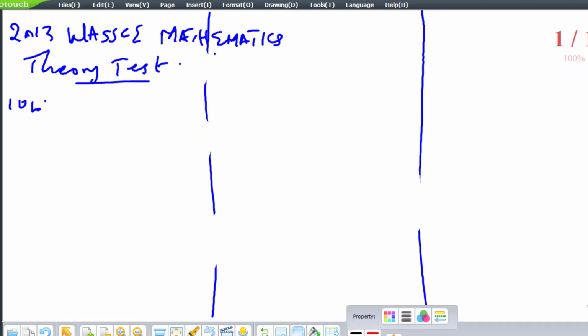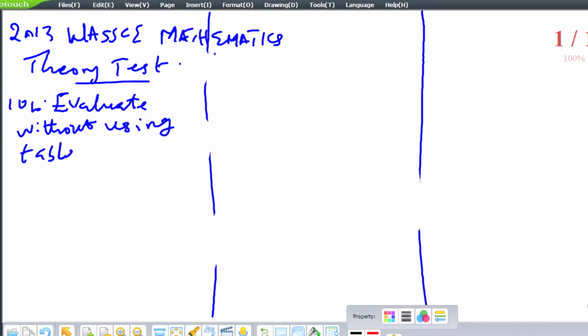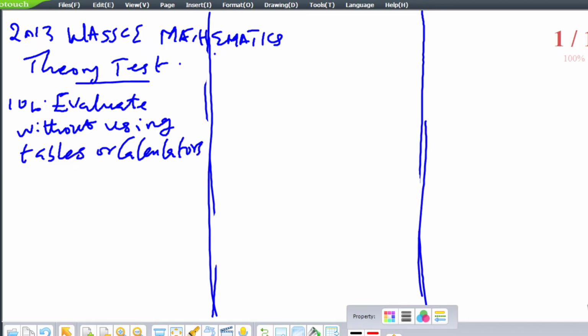The question says, evaluate without using tables or calculators: 3 over root 3, minus 2 over root 3, minus root 12 over 6.